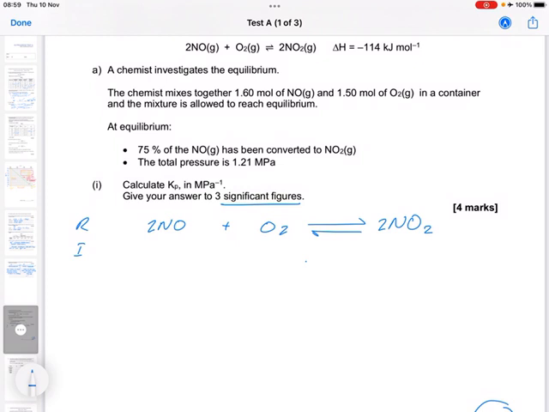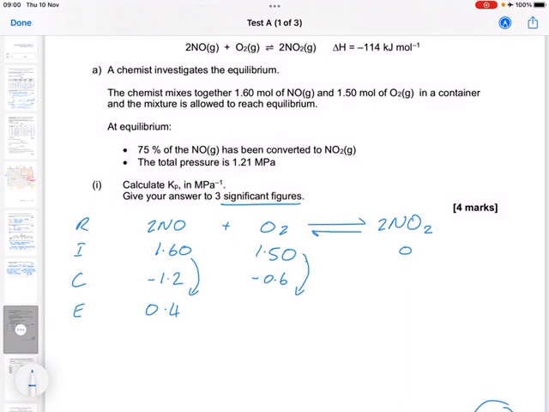The initial amounts, so I've got 1.6 of this and 1.5 of that and none of that at the start. So I'm told that 75% of the NO has been converted, so 0.75 times 1.6 is 1.2, so the change is 1.2. So at equilibria I have 0.4. So it's a 2-to-1 ratio to here, so if the change here is minus 1.2, it's going to be minus 0.6 there.